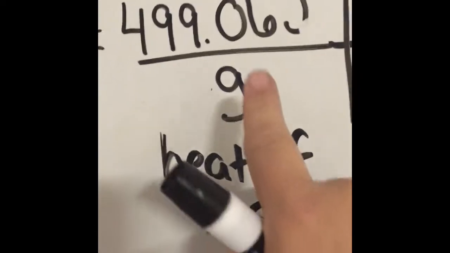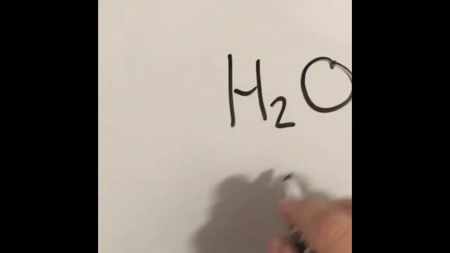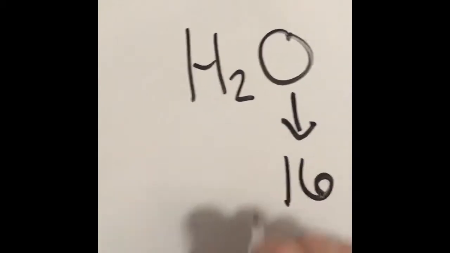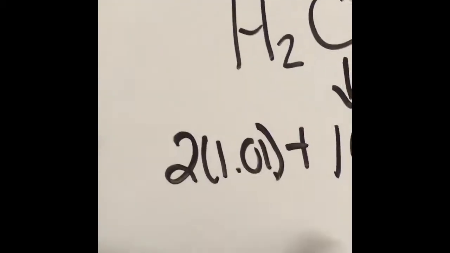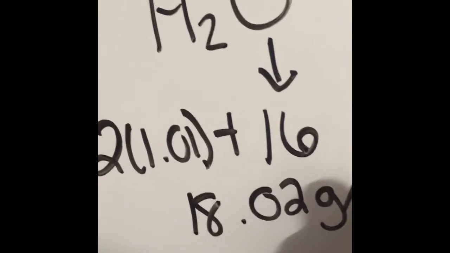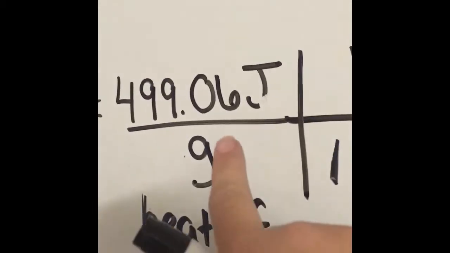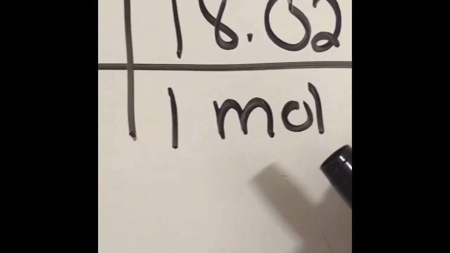Then I need to go from grams to moles. My formula for water is H2O. The AMU of oxygen is 16. And then I have 2 hydrogens, which are 1.01. This ends up being 18.02 grams per mole is actually the proper label. And so in my equation, since I have grams on bottom, I put grams on top, mole on bottom, and then I solve.